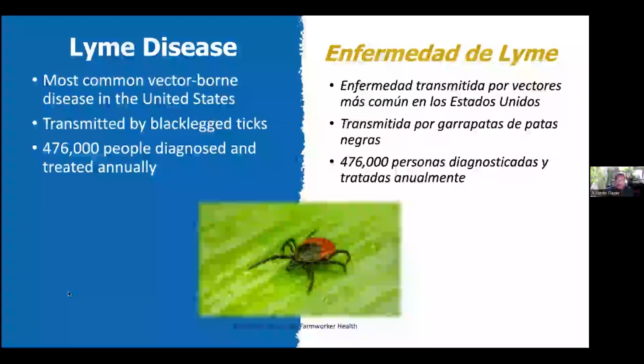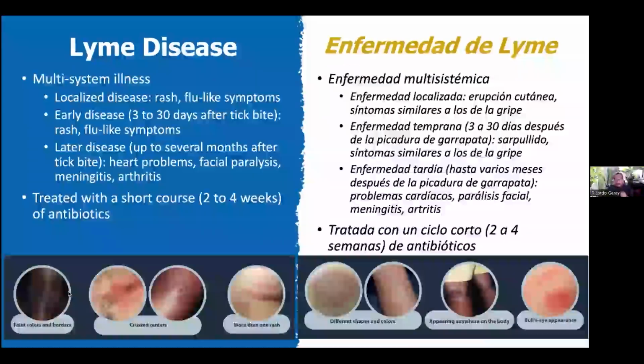Now we're going to talk about Lyme disease. This is mostly transferred through vector-borne transmission in the United States, and is one of the most common there. It is transmitted by black-legged ticks, a different kind of tick, and approximately 500,000 people are diagnosed and treated in the United States annually for this disease. So it is very important. It is a great amount of people, and this is the most common disease transmitted by a vector.